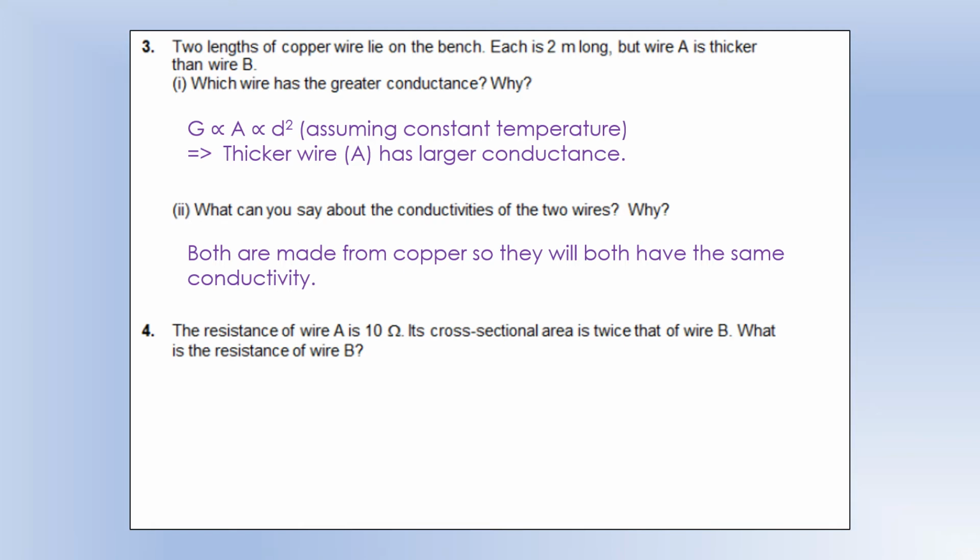The resistance of wire A is 10 ohms. Its cross-sectional area is twice that of B. What can you say about the resistance of wire B? Well, resistance is directly proportional to 1 over A, or inversely proportional to A if you like. They're the same thing. So resistance of B is going to be 20. If you halve the area, you're going to double the resistance. Or we could say you've halved the conductivity. That's the same thing.